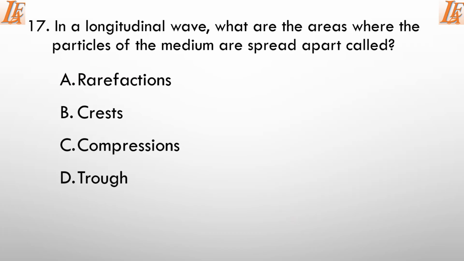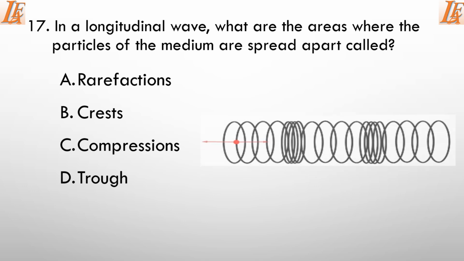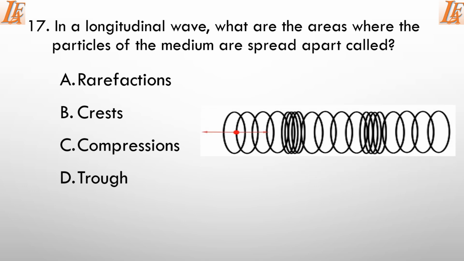Question 17. In a longitudinal wave, what are the areas where the particles of the medium are spread apart called? So in this case, if you have a longitudinal wave here, we have an area where particles are so close to each other, and we call it a compression. That's an area of high pressure. Then we have an area where particles are far away from each other. This one we call it a rarefaction, an area of low pressure in a longitudinal wave.